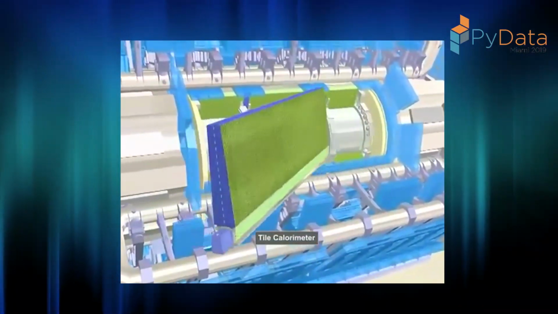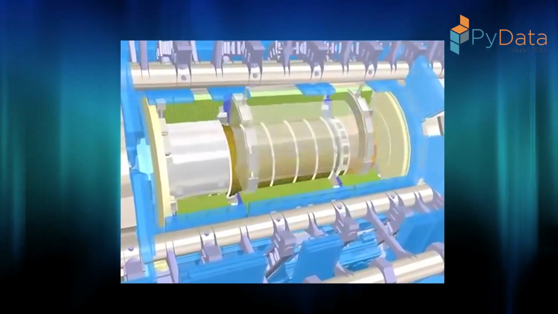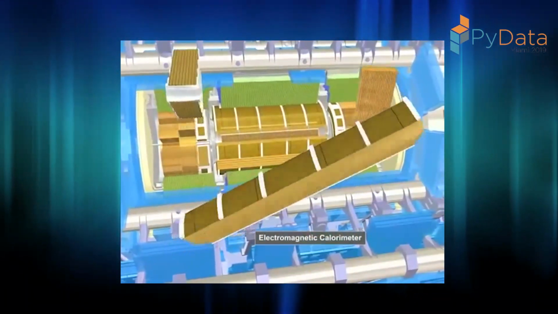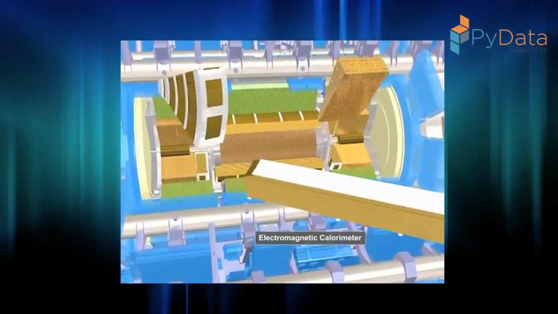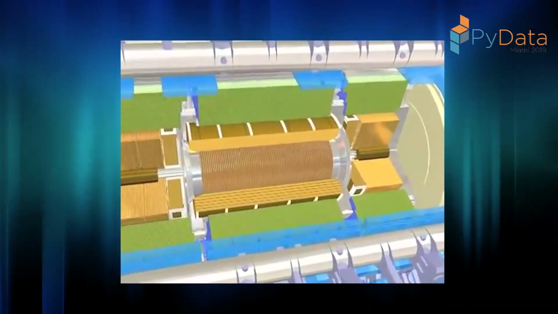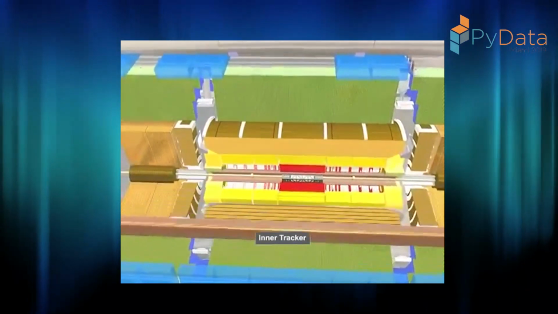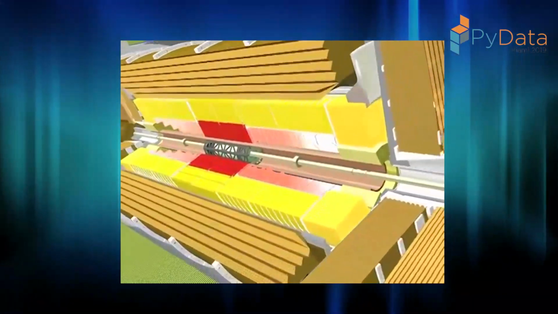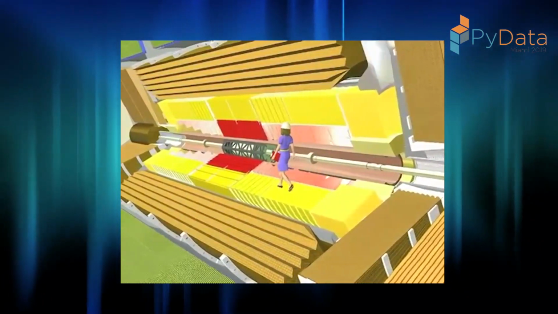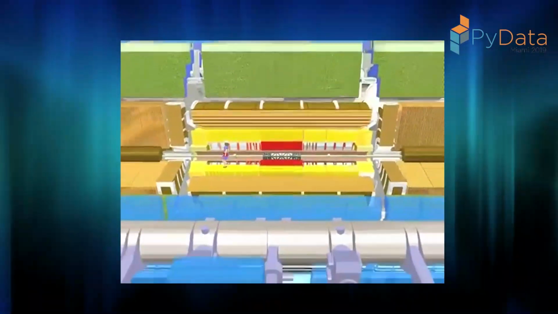The tile calorimeter. The electromagnetic calorimeter. The transition radiation tracker, and the silicon devices. In reality, a scientist would not be allowed to walk through the open detector, but in this case, it illustrates the sheer scale of the ATLAS detector.